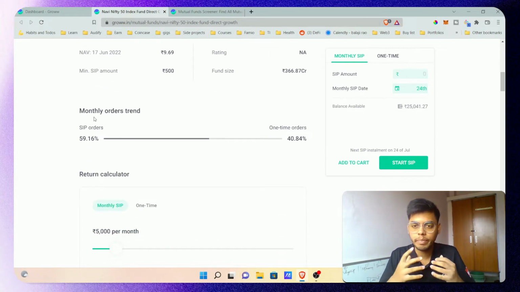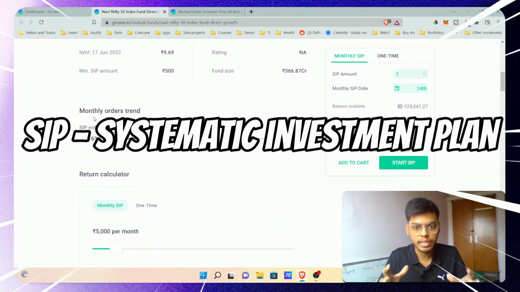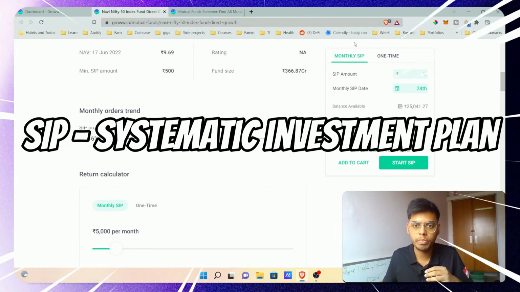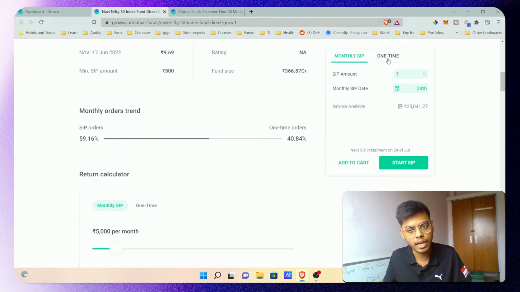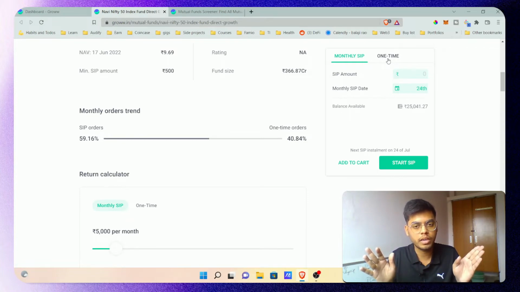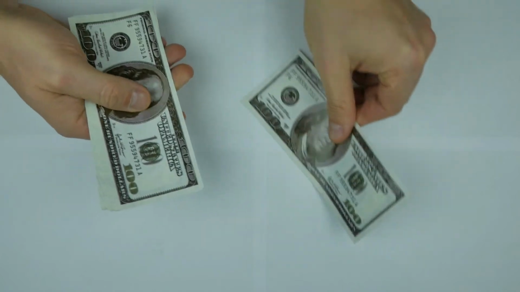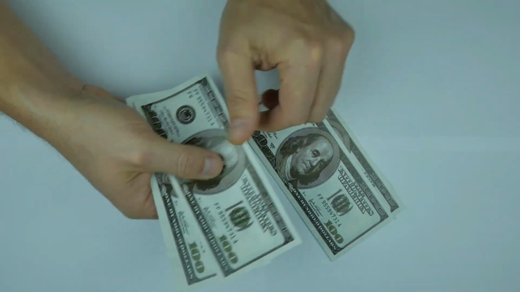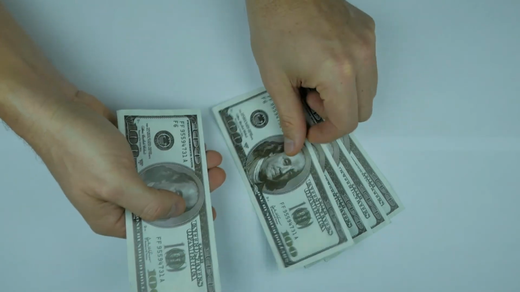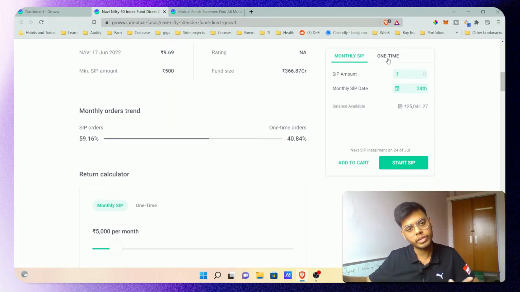One more concept you need to understand is the concept of SIP and one-time orders. If you see on the top here, you will see a monthly SIP and a one-time order. SIP stands for systematic investment plan. Say you're a salaried person, you get your salary in the first week of every month. A lot of people don't care about what the market condition is. All they want is: 5,000 I'll invest in this mutual fund, 5,000 in this, 5,000 in this, and they have an allocation. They want to follow the same allocation every single month.